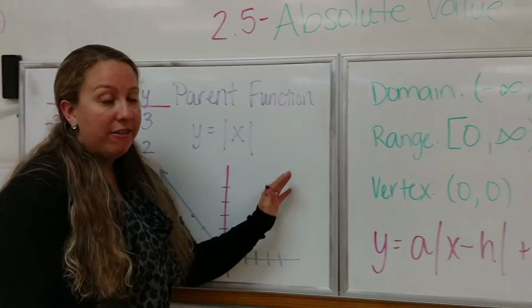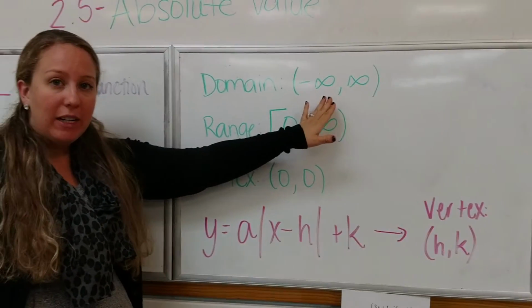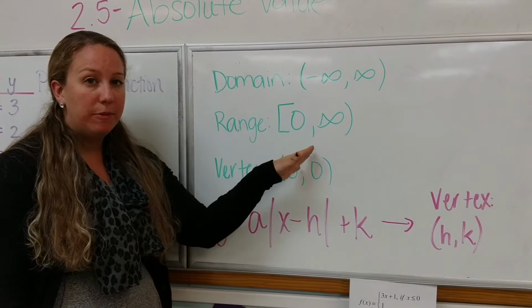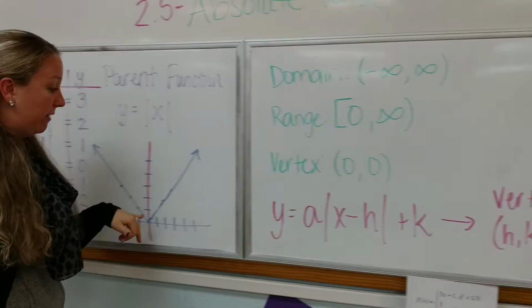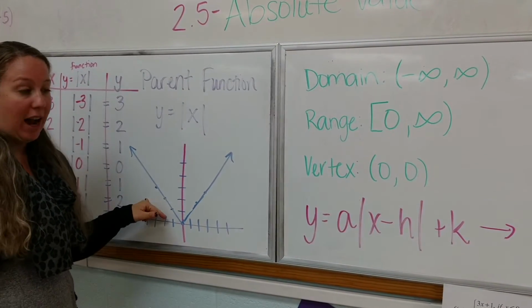With this graph, your domain is -infinity to infinity, your range is from 0 to infinity, and your vertex is at 0, 0, specifically for this absolute value graph.